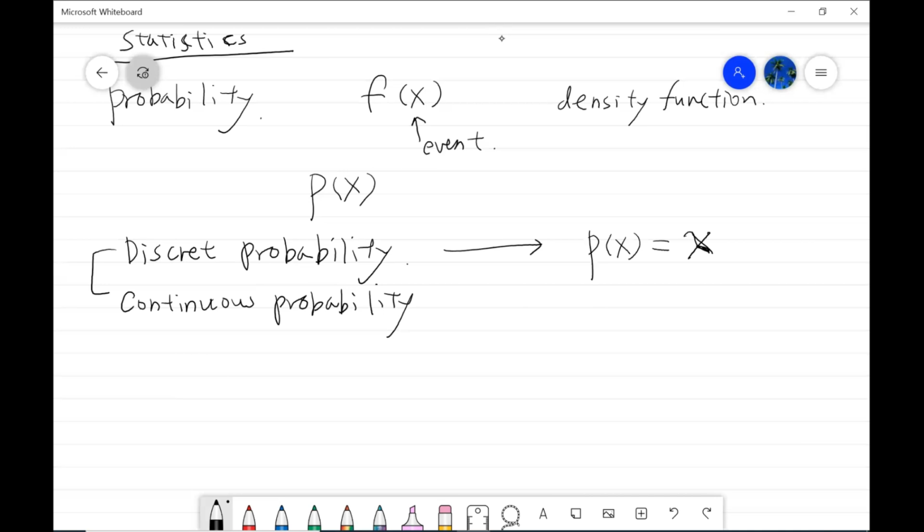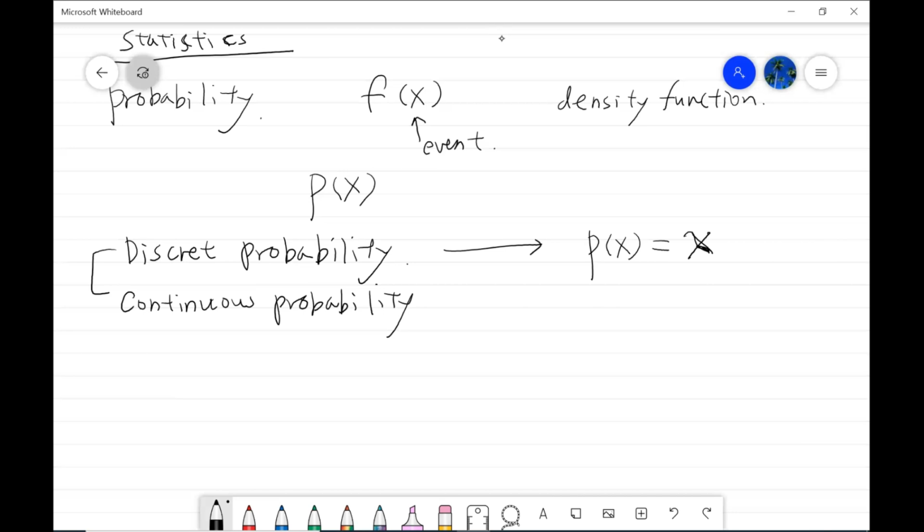Let's say the event is a number. Once you toss the dice on the floor, the event I'm interested in is the number that you can see on the top of the dice. That is just a 1, 2, 3, 4, 5, 6. Okay, that is discrete.